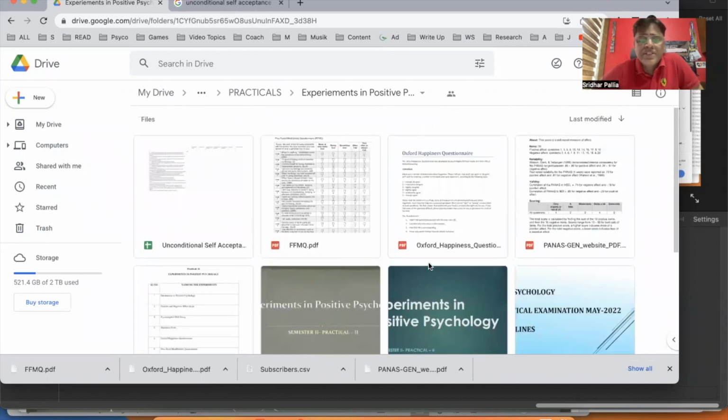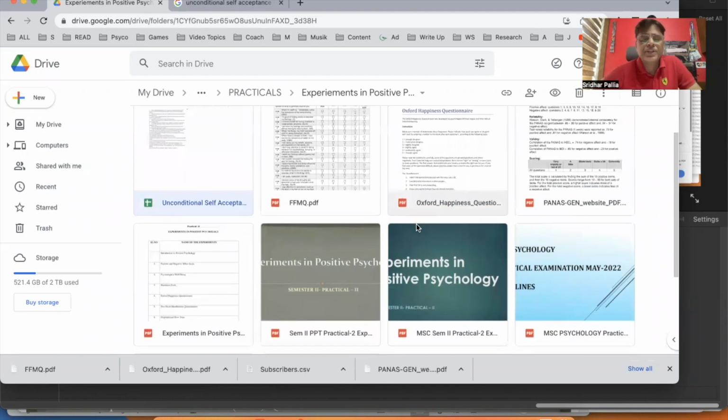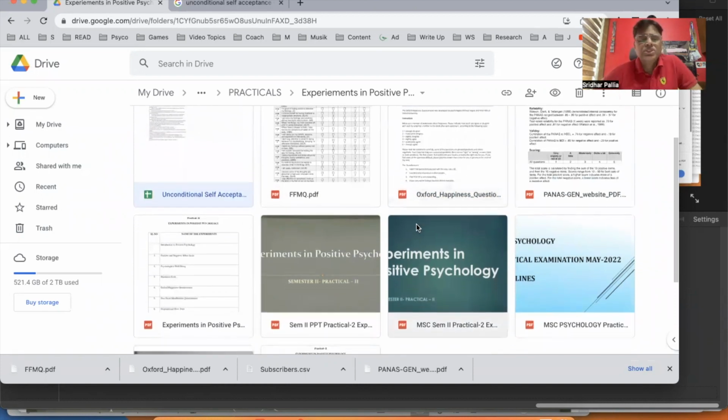So there are 5 experiments, out of which the PANAS questionnaire, the Oxford Happiness Questionnaire, then the 5-factor mindfulness questionnaire, and the unconditional self-acceptance questionnaire is what I have uploaded here. So what are all these things?